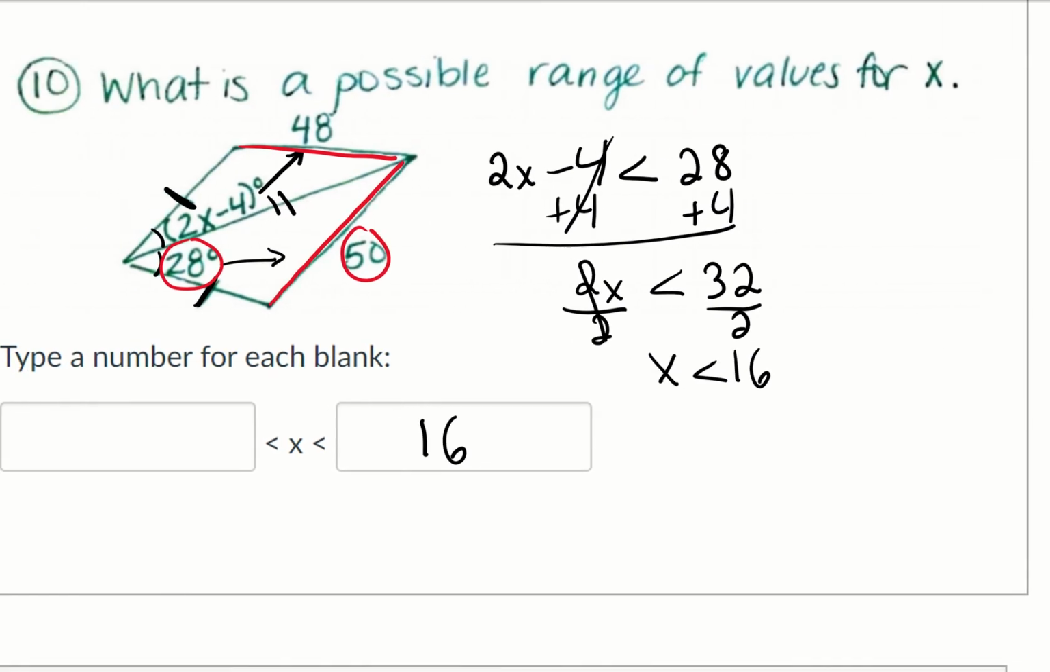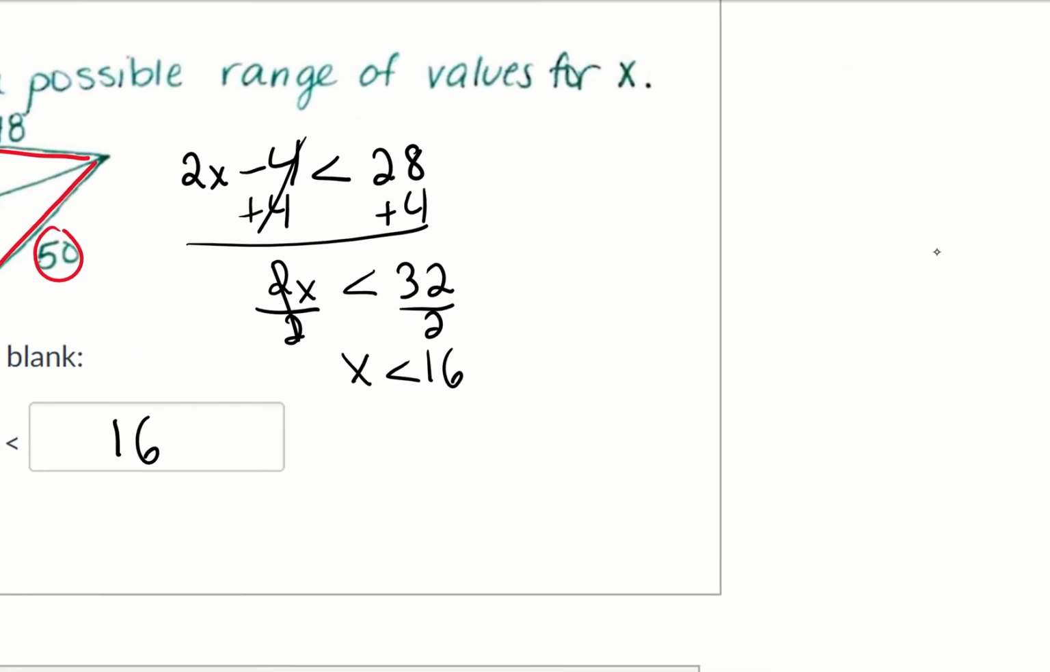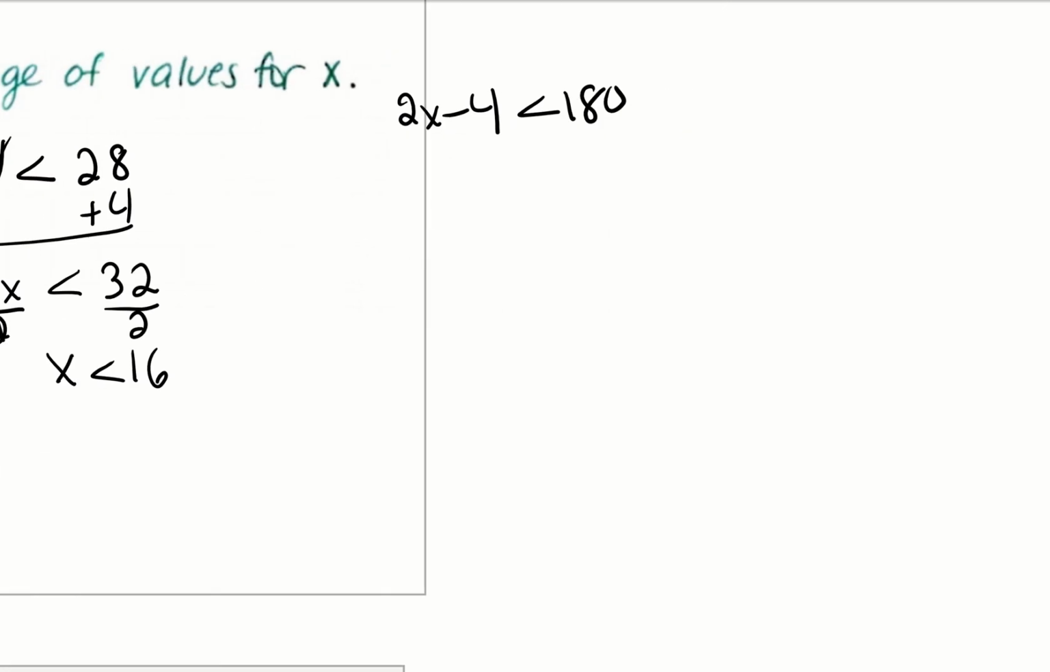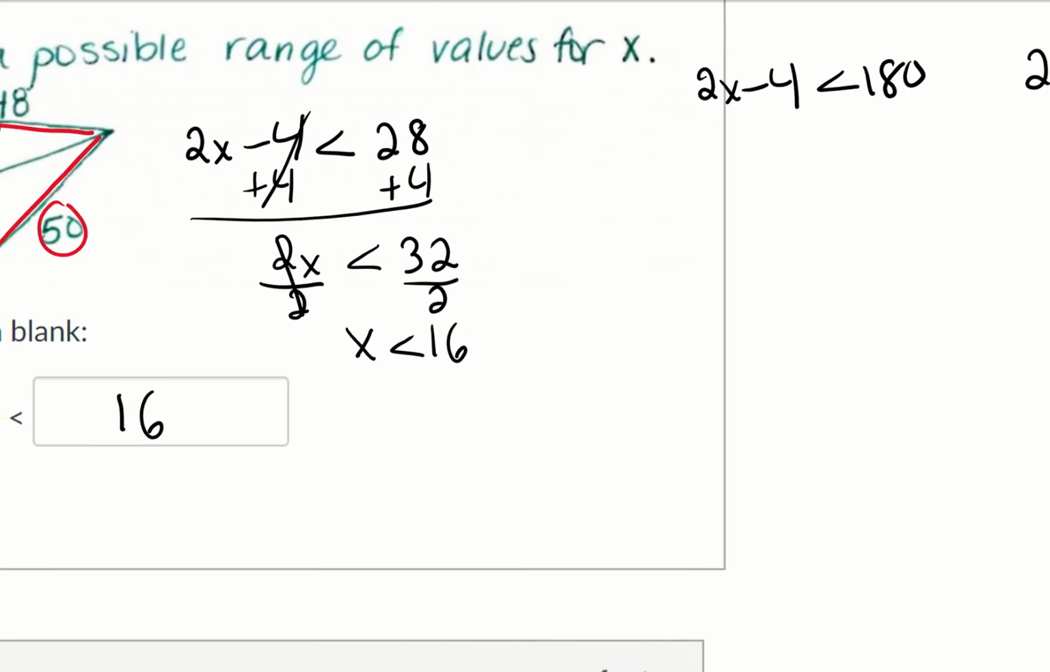Remember, we said that the angle we're interested in is 2x minus 4. The largest that it can be is just below 180, and the smallest it can be is just above 0. So you can't be 0 degrees, otherwise it's not a triangle. And you can't be 180 either, because then it won't be a triangle anymore. So which one are we going to use?